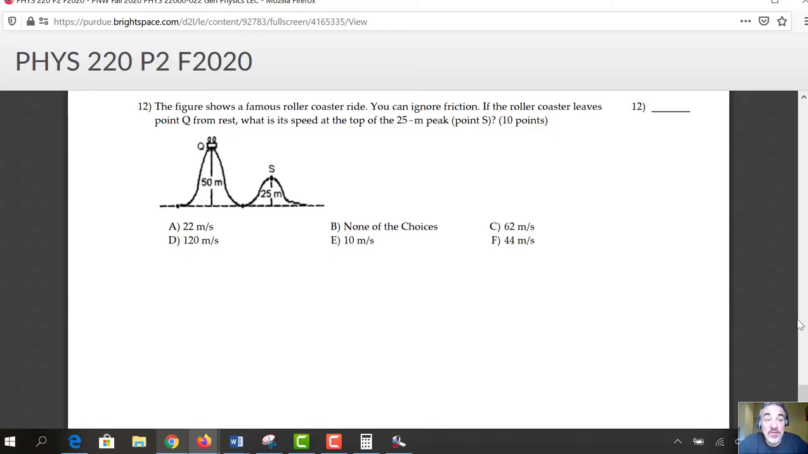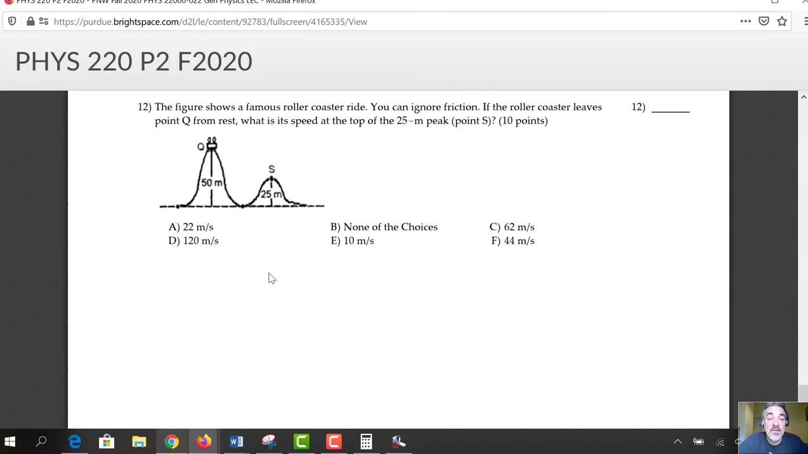Okay, actually, this is the very last one. The figure shows a famous roller coaster ride. You can ignore friction. Okay, that's good. The roller coaster leaves point Q from rest. So we're up here at point Q, initially at rest. What is the speed on top of the 25-meter peak?